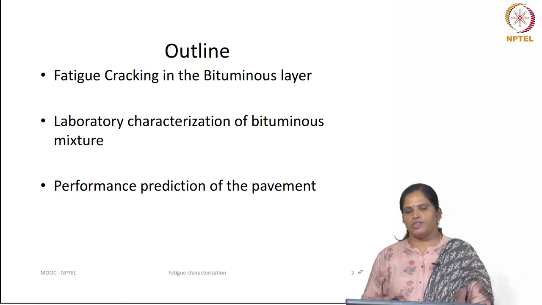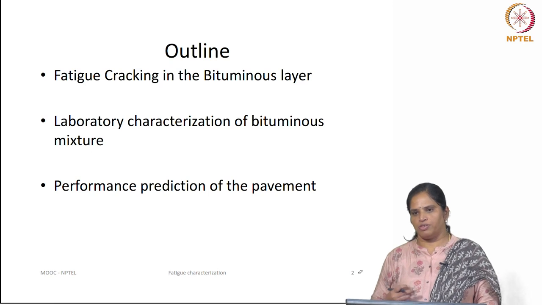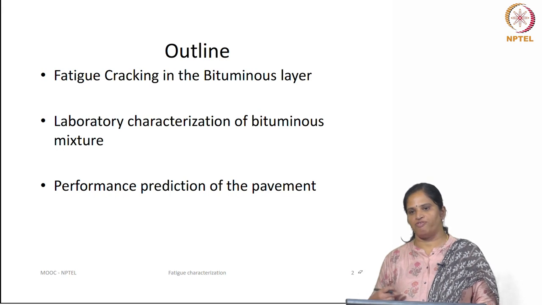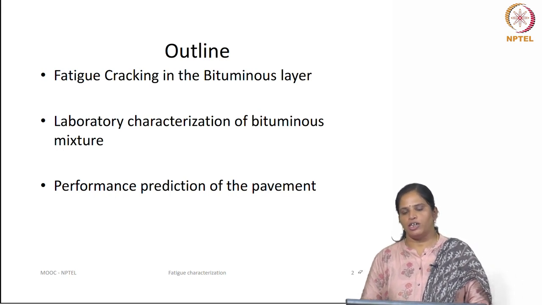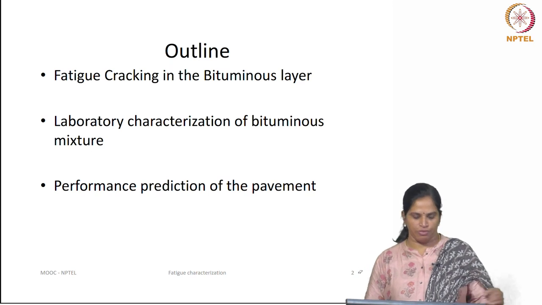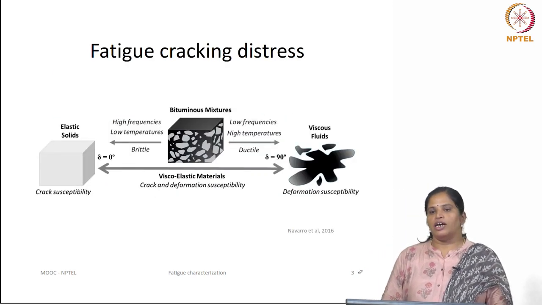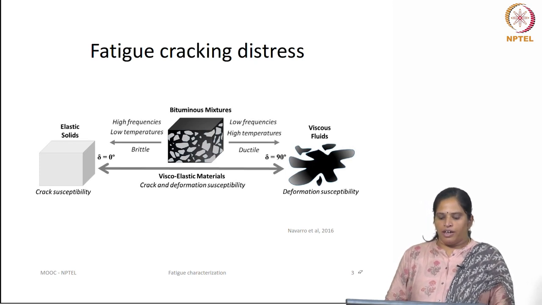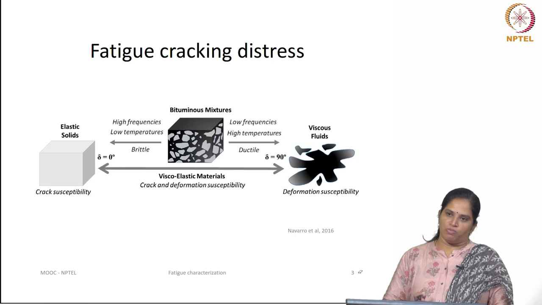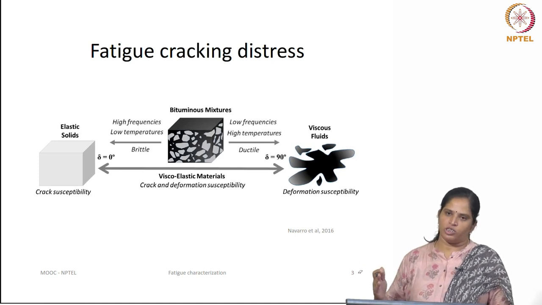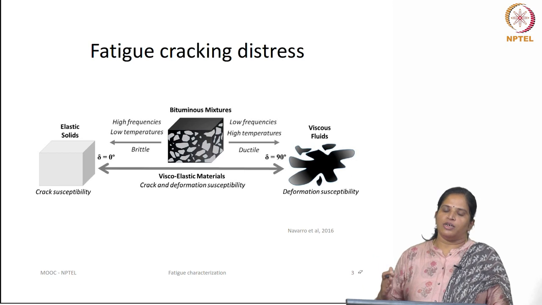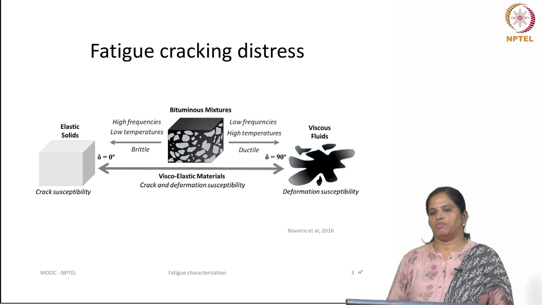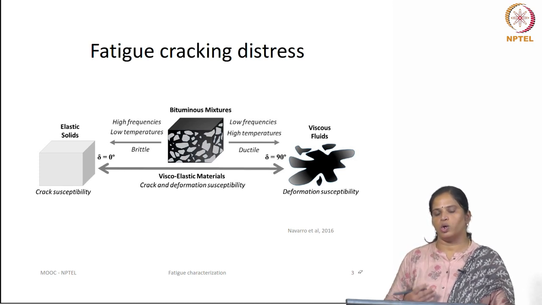And we will use this laboratory characterized property of bituminous mixtures as an input and see how to predict the fatigue performance of a bituminous layer. Especially this step is used when you do a pavement design. We know that the bituminous mixture in a pavement is subjected to widely varying temperature. For example, if the pavement temperature varies from 0 to say 70 degrees Celsius, at very high temperature the bitumen behaves like a viscoelastic fluid, and at very low temperature, bitumen behaves as either an elastic or a viscoelastic solid.